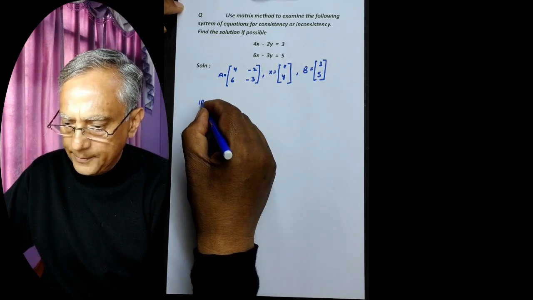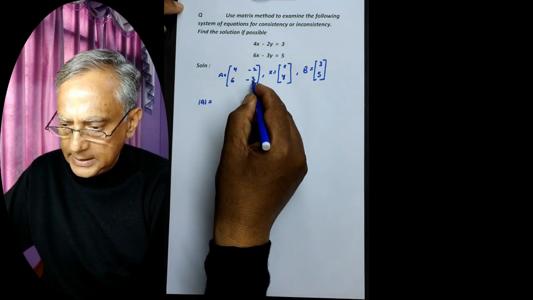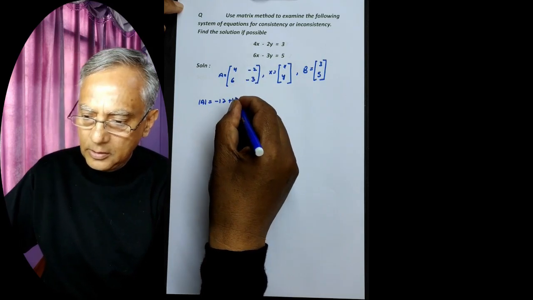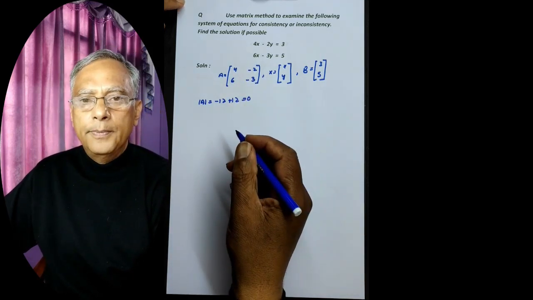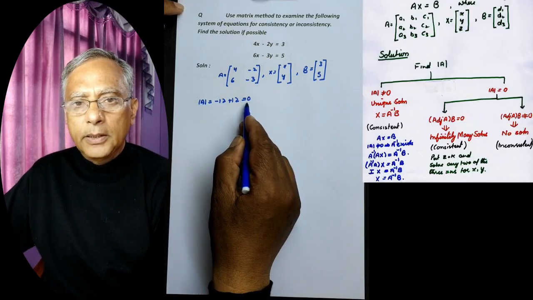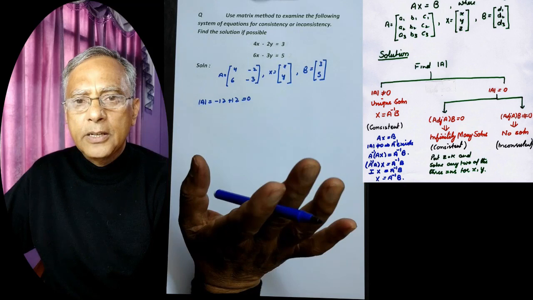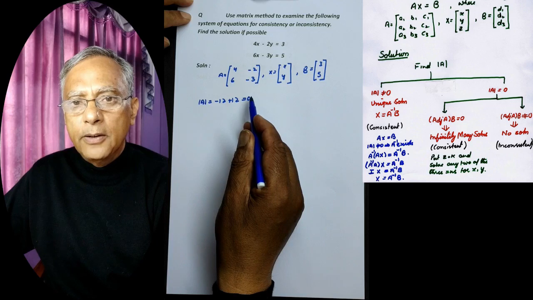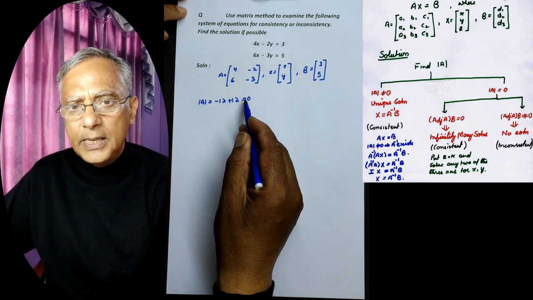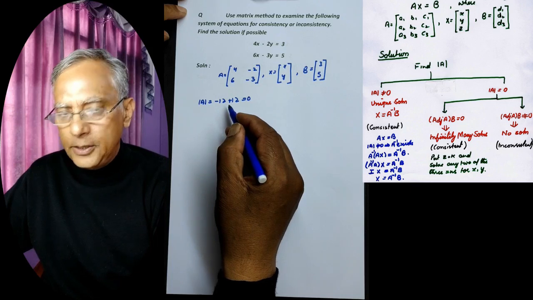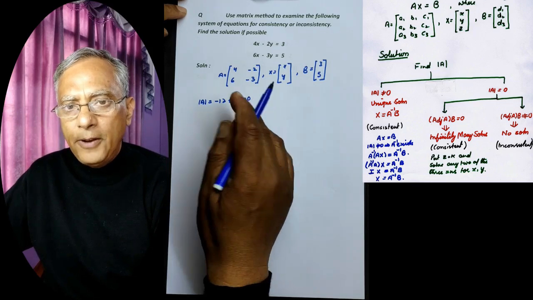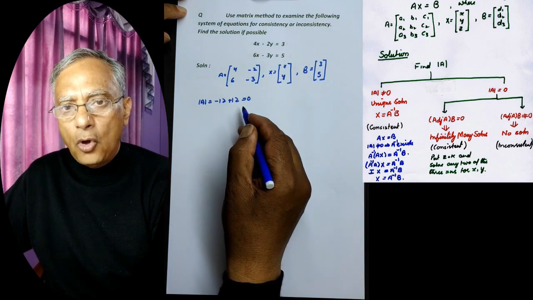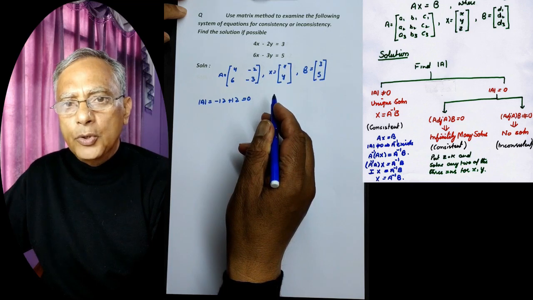Now the determinant of A is equal to this into this, that is minus 12 plus 12, which is 0. Now the determinant of A is 0. Therefore the possibility of a unique solution is gone. We will have either infinitely many solutions or no solution. We will have infinitely many solutions if adjoint of A into B is 0, and if adjoint of A into B is non-zero, we will have no solution.